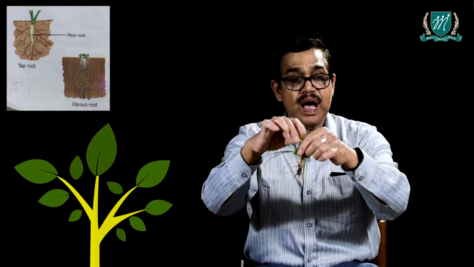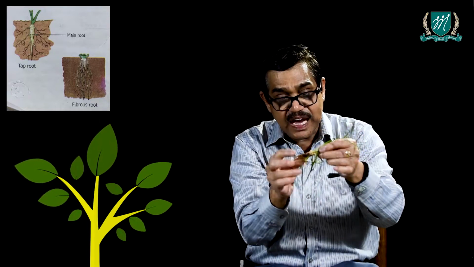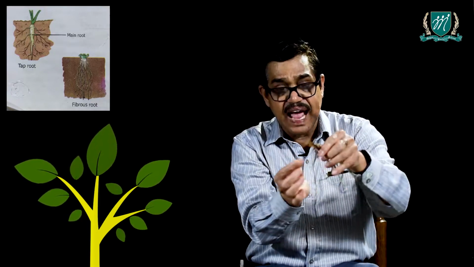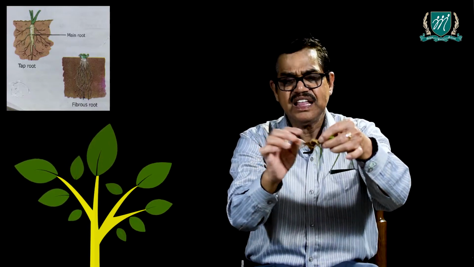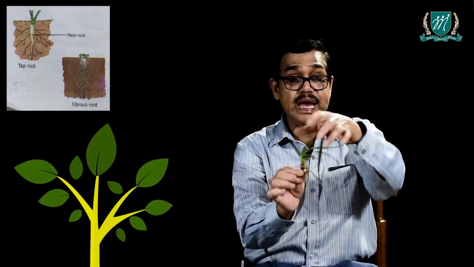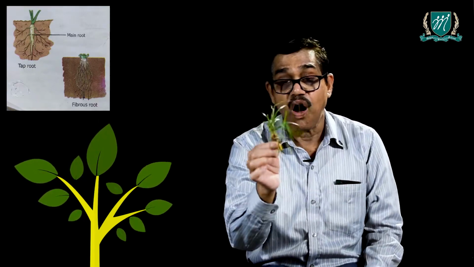The fibrous root has a group of equally sized roots attached to the stem. You see this blackish, this grayish thing? They don't have a long root. They're all small size and equally sized, and they're attached to the stem. There is no main root. Wheat, grass, all of these have fibrous roots.